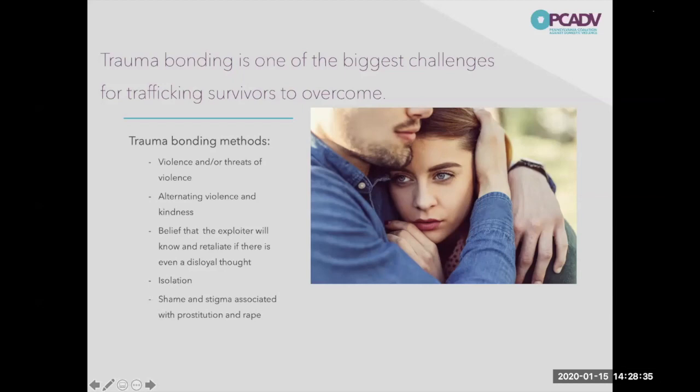And then we also have this consistent belief that the exploiter will know and will retaliate if there is even a disloyal thought that goes through that survivor's mind. And this may sound silly, but I think for most of us, when we've been working with a domestic violence survivor, there's that moment where they say, I don't even want to talk about this because he's going to know. He's going to know that I talked to you. She's going to know that I'm sitting here asking for help, and she's going to hurt me, or she's going to hurt my little brother.